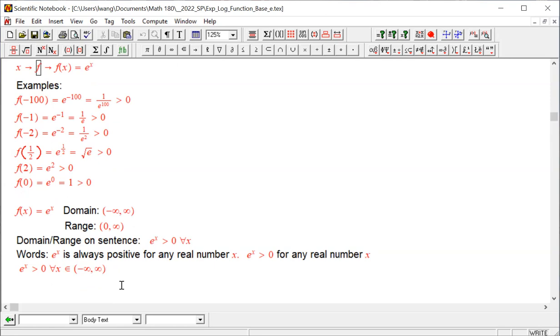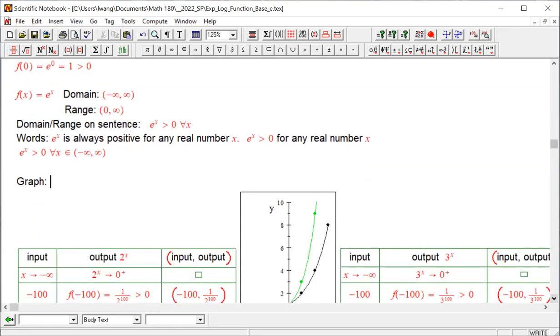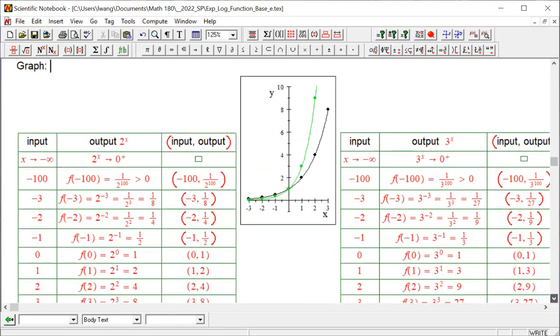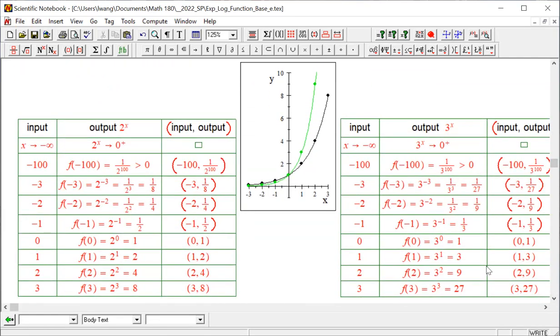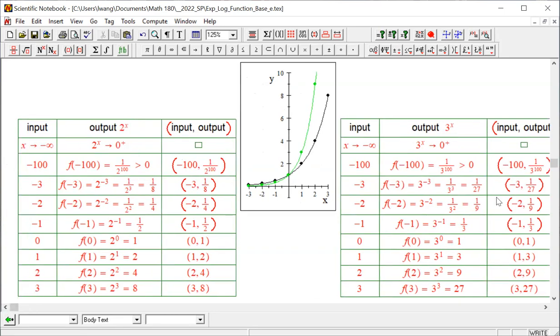Okay. All right. So domain and range is covered. So let's look at the graph. To look at the graph, I'd like to review what we did with 2 to the power x and 3 to the power x. So here I bring the table and the picture we did before. Think about how we chose the inputs and outputs when we were doing these functions. I hope you still remember the choices we made about the input and output.